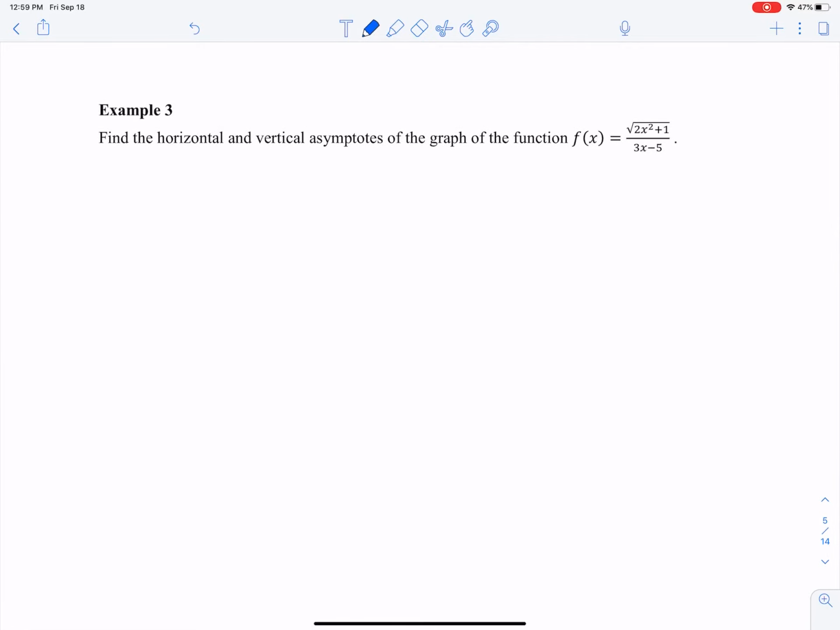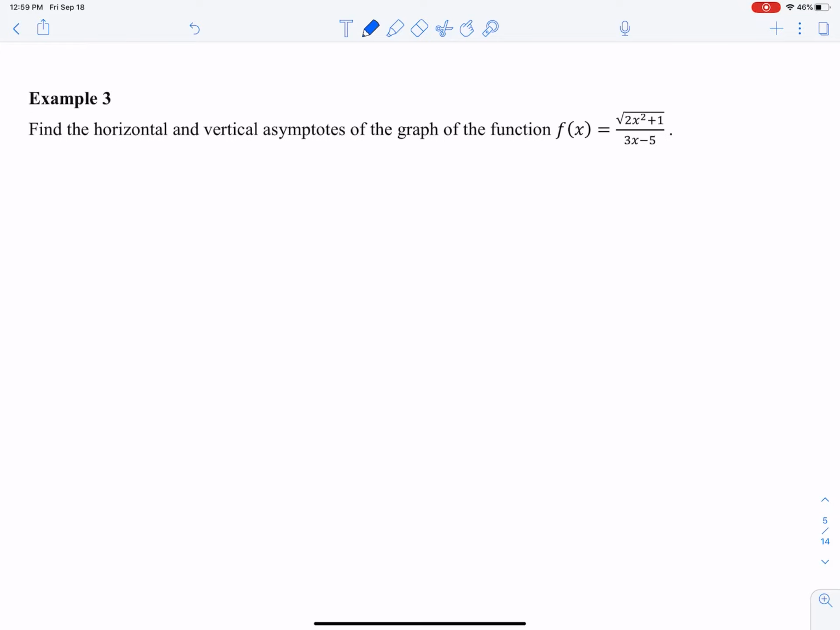All right, here's another one. Find the horizontal and vertical asymptotes of the graph of this crazy messy function here. What a mess, right? Okay, so horizontal asymptotes, what we're going to do is what we just did. Remember, we're going to take the limit as x approaches infinity, see if we have some limiting value, and that limiting value will be the horizontal asymptote. So let's work on that first. We're going to have to use that trick we just did.